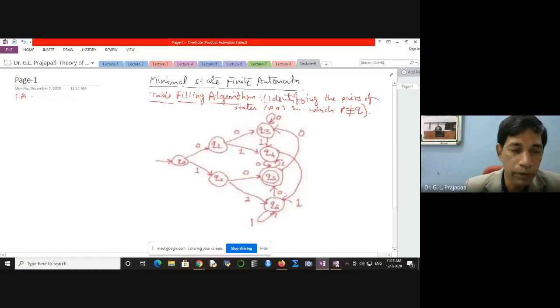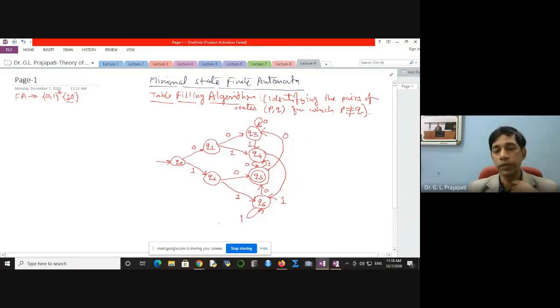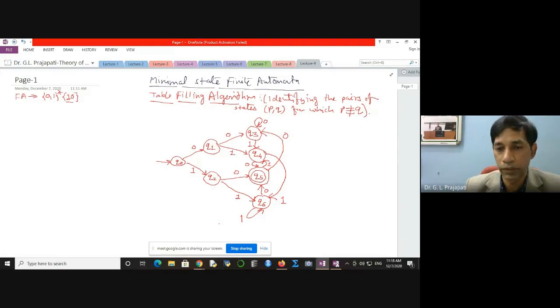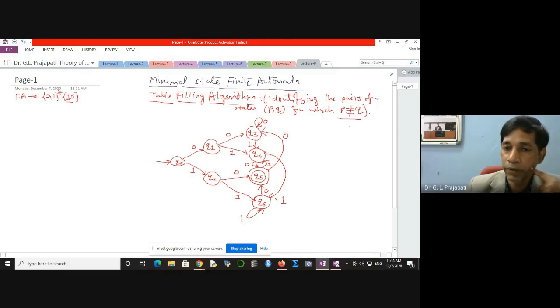This is the FA for the language (01)* and every sentence of this language ends in 10. We have seen in the last class, once we determined the equivalence classes, that the number of equivalence classes of this FA is 3, but this FA has 7 states. So we need to determine which states of this FA need to merge. That's why we use the algorithm for determining the pairs for which P and Q are not equivalent. If P and Q are not equivalent, then we cannot merge.